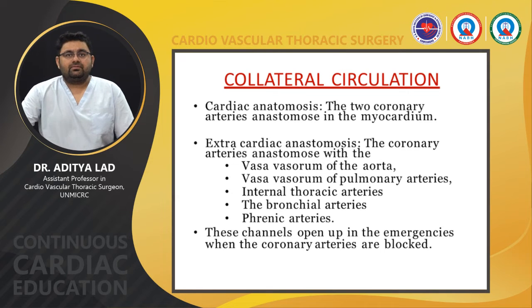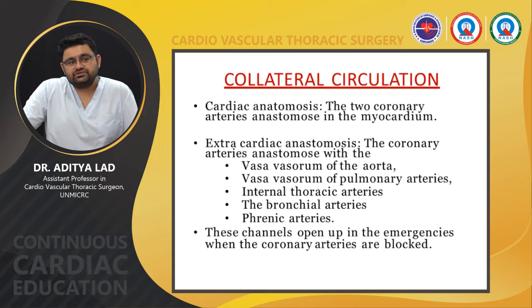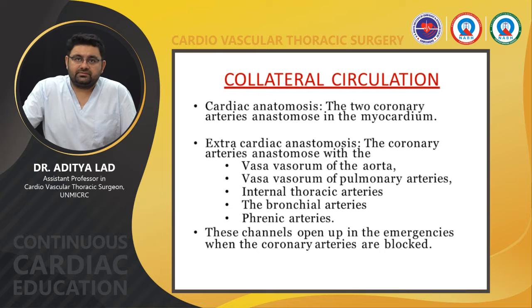Now we'll have a look at the collateral circulation, which is most important in coronary artery disease and also in patients who have survived myocardial infarction. Now, cardiac anastomosis: the two coronary arteries anastomose in the myocardium, as intracardiac anastomosis, and there is also extracardiac anastomosis. In extracardiac anastomosis, the coronary arteries anastomose with the vasa vasorum of the aorta, the vasa vasorum of the pulmonary artery, and the internal thoracic, bronchial and phrenic arteries. These channels open up in an emergency when the coronary arteries are blocked.